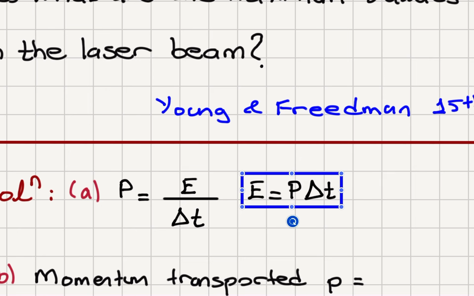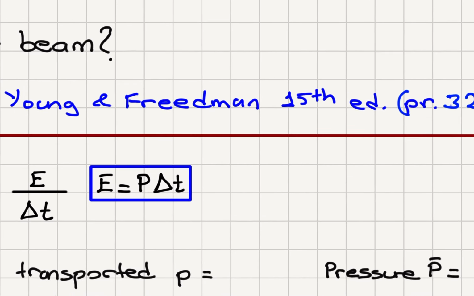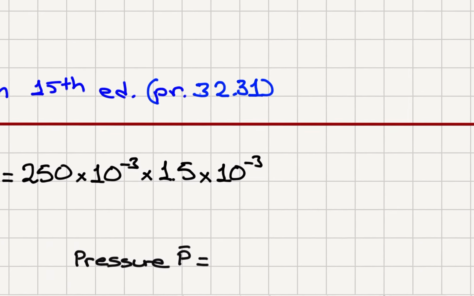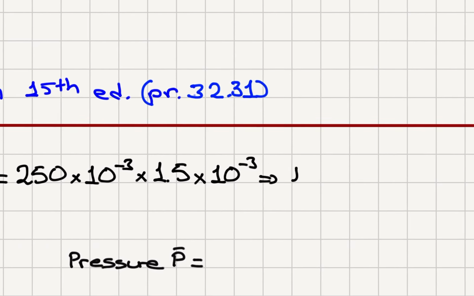So if we plug in the numbers here, the energy E is equal to 250 milliwatts, so 250 times 10 to the minus 3 joules per second, multiplied by 1.5 milliseconds, that's the duration of each pulse. This gives us a total energy delivered of 375 microjoules.